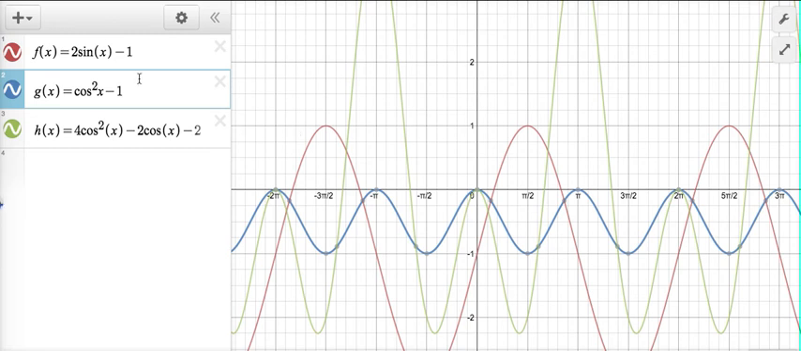The next video will involve beginning to solve these equations, but this is just a framework so you understand what it means.